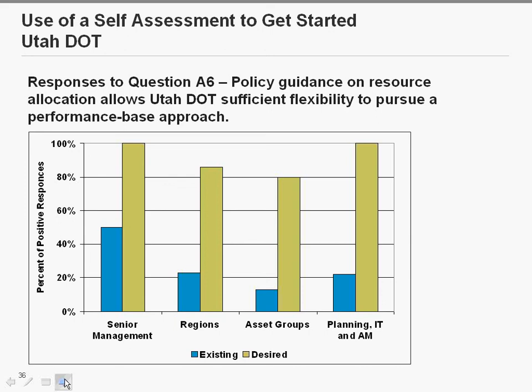So finally, the result of this is, after a detailed analysis of our self-assessment, about a year later, UDOT was able to move forward and develop a very comprehensive asset management implementation plan. It was a very formalized action plan. We tried to focus on the critical low-hanging fruit initially. We wanted to create some momentum and get some quick wins.